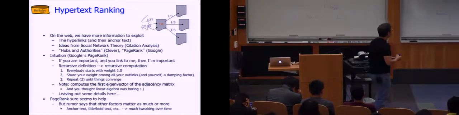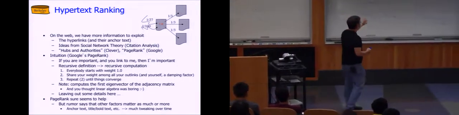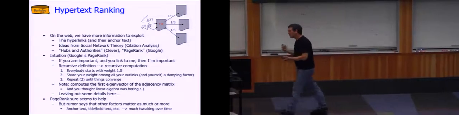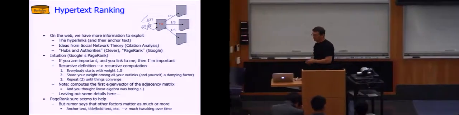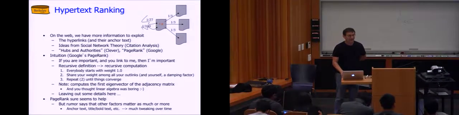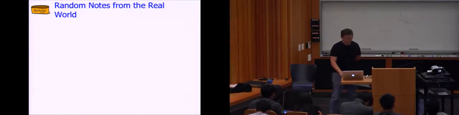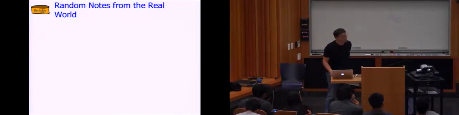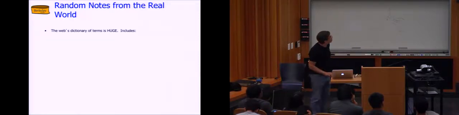So anchor text turns out to be really important, and it's not captured by PageRank. Things like what's a title, what's bold, all these things. All this tweaking matters as much or more than PageRank. But PageRank is very interesting. All right. So here's some random notes from the real world of web search that I learned from my friends. I can't claim to ever have worked at a web search company. I've worked at a bunch of different companies, but never at a web search company.